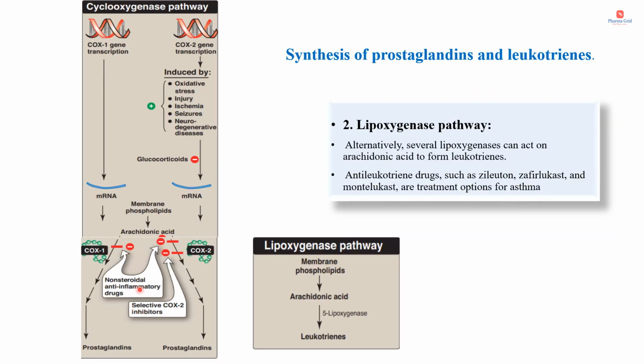Here you can see the image for the cyclooxygenase pathway. Here you can see COX-1 and this is COX-2, and COX-2 is induced by oxidative stress, injury, ischemia, seizures, neurodegenerative diseases, etc. As a result, from the membrane phospholipids, arachidonic acid is generated, which is the precursor, and from arachidonic acid, by the action of COX-1 as well as COX-2, the prostaglandins are released.